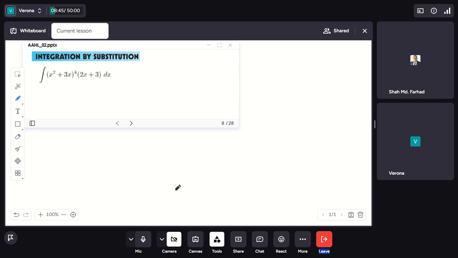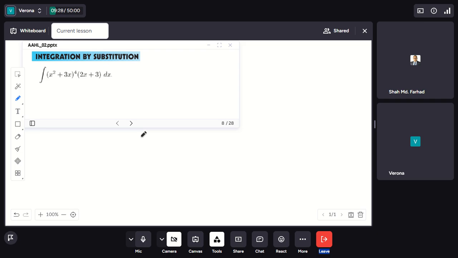Here, integration by substitution. Can you identify in these topics, integration by substitution? Here the main important part is to identify which function I should substitute. That part is very important. If you can easily identify the function which you should substitute, then this method is very easy. But if you can't identify, then it will bother you.